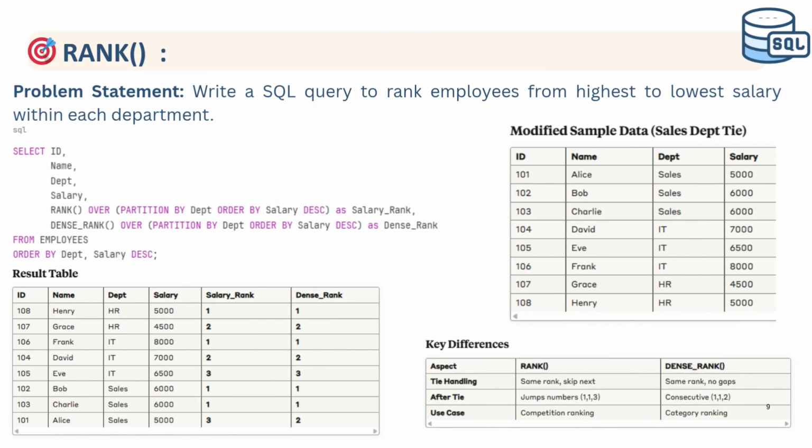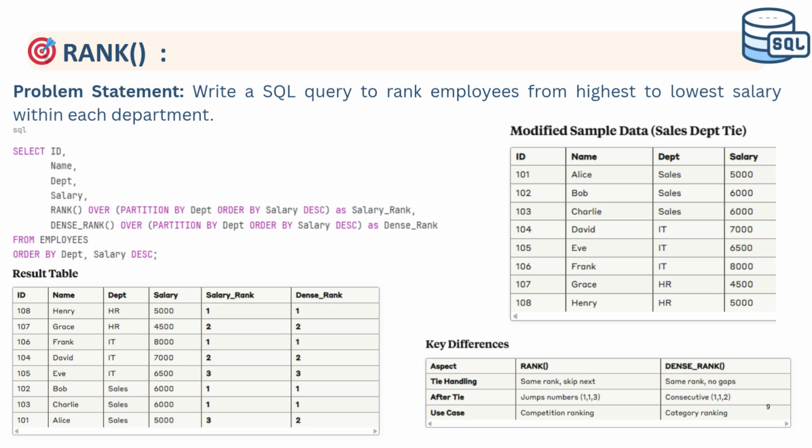Let's see how RANK and DENSE_RANK handle ties differently using our modified data where Bob and Charlie both earn the same salary, 6,000, in the Sales department. Our query uses both RANK and DENSE_RANK, with identical OVER clauses. Both require ORDER BY and take no arguments, just empty parentheses.